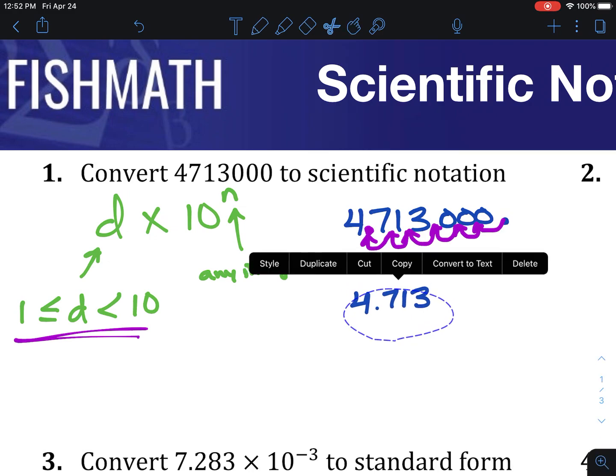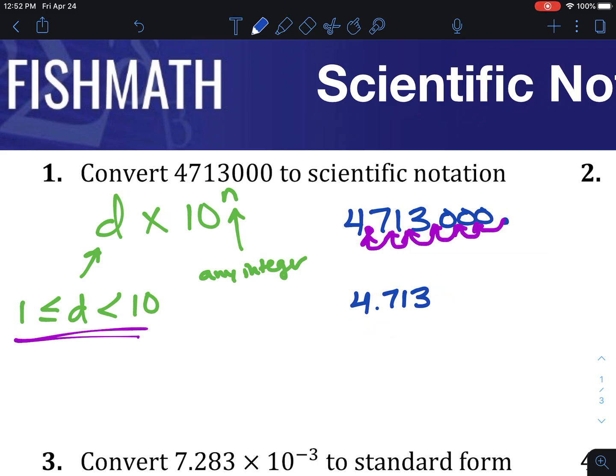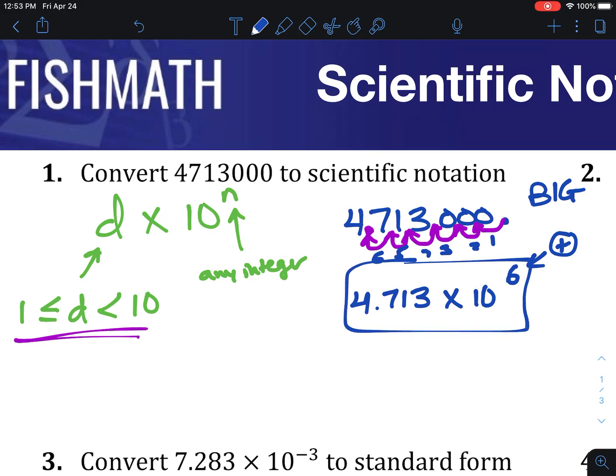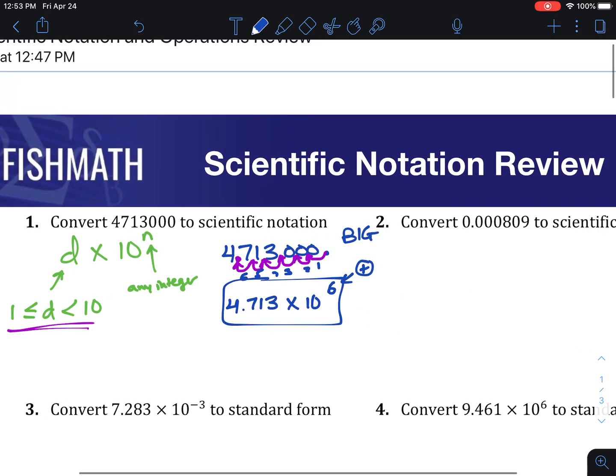And now we're going to go back and see how many moves we needed in order to move that decimal. So we count our little loops here. 1, 2, 3, 4, 5, 6. So this is 4.713 times 10 to the 6. But before you move on, always check. Is it a positive 6 or is it a negative 6? The way you know is big numbers have a positive exponent. So this was a big number, so it's going to have a positive power of 10. So that is actually our answer, 4.713 times 10 to the 6.